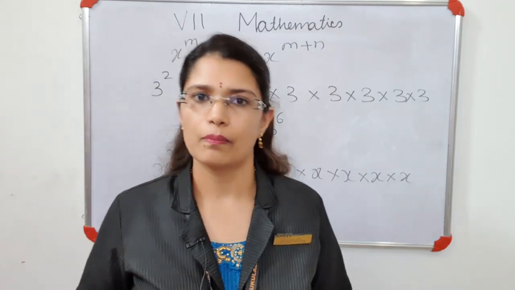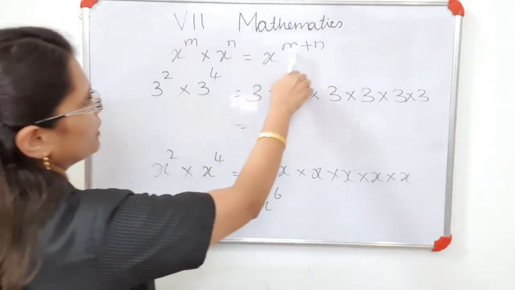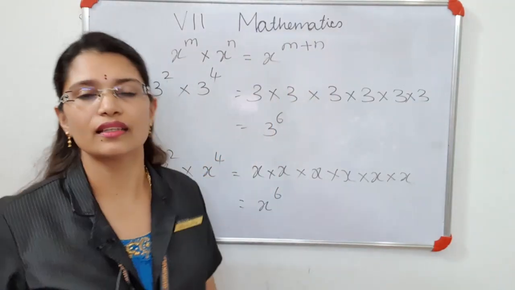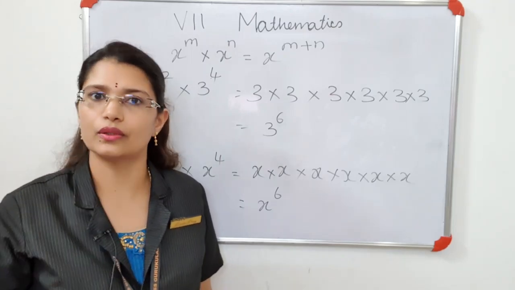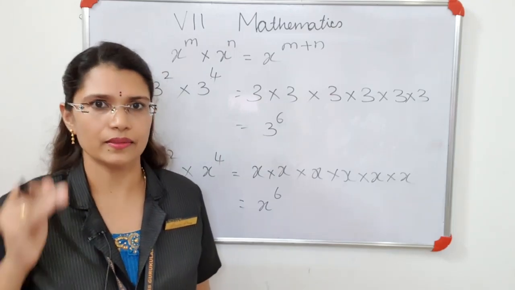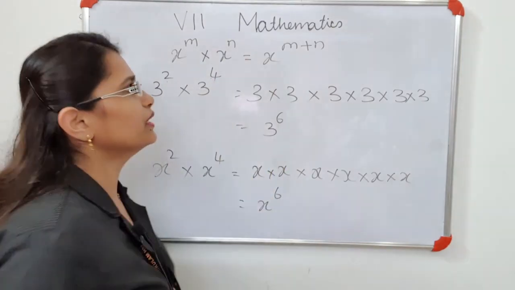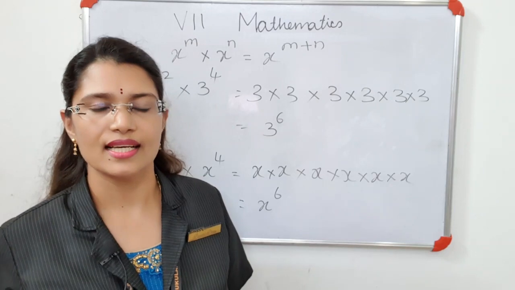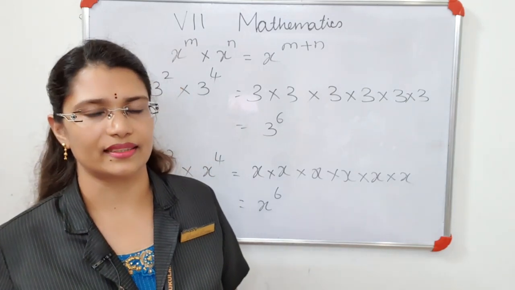This is the multiplication rule. And here m and n are only natural numbers. Natural numbers means from 1 to infinity, right? 1, 2, 3, 4, not 0. But x can be any number. Okay. This is the general rule of multiplication.